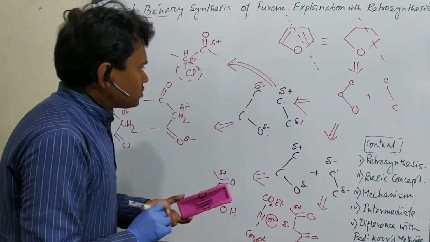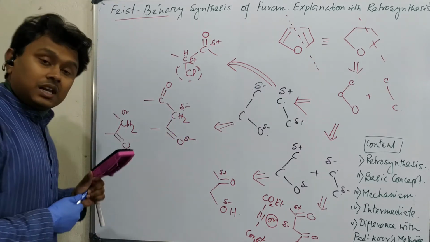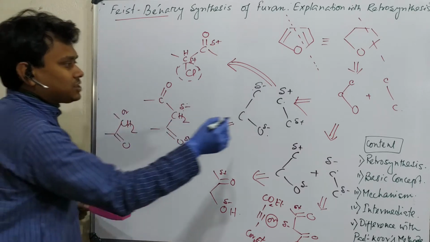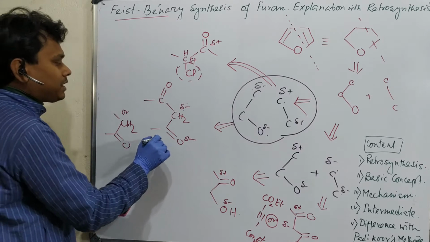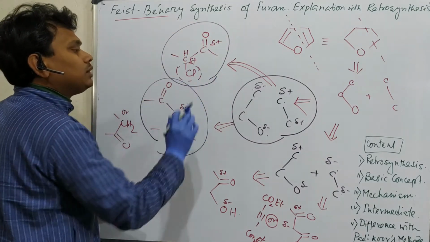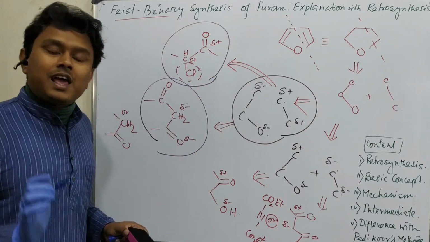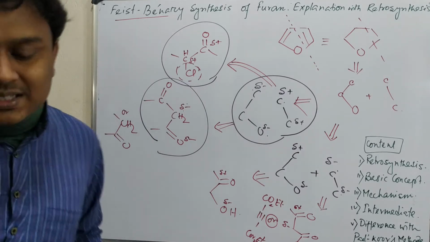I'll explain. So we have learned the disconnection approach, and what the real counterpart molecule is. First we will focus on this methodology. What we will do is take an active methylene compound and an alpha halocarbonyl and perform the reaction under alkaline condition. Okay. So let's see the exact reactions.